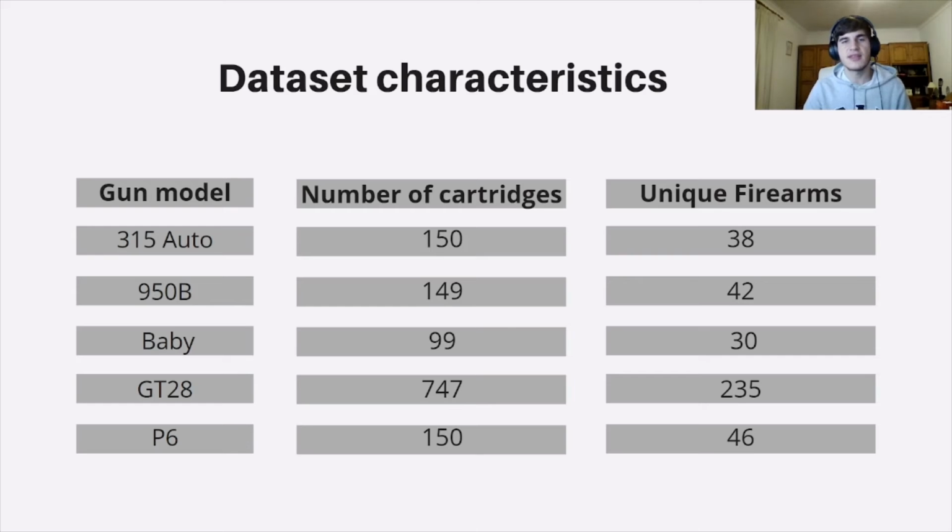The problem we have with the data set is that it's somewhat limited, so we don't have many individual cartridge images, and it's imbalanced as well. As we can see here, we have a considerably higher amount of cartridges for the GT28 model compared to the other models. Another issue is that the unique firearms cannot be repeated between the training set, test set, and validation set.